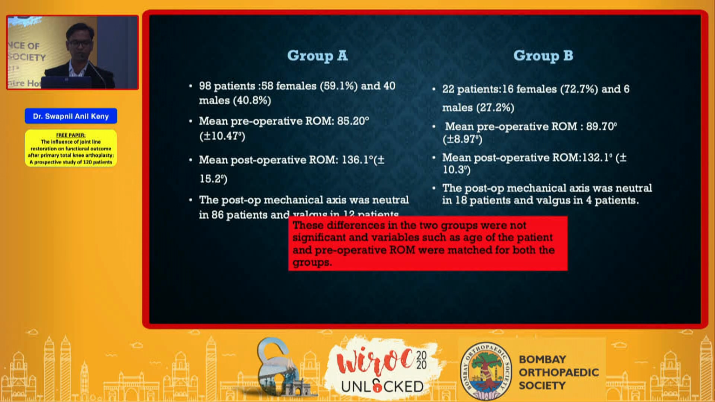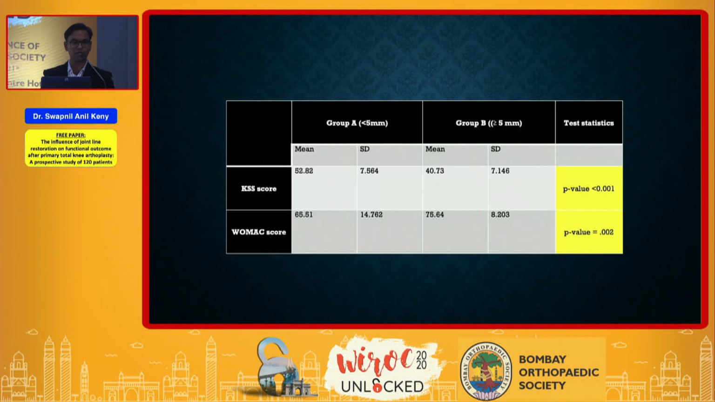So now we divided our patients into 2 groups: Group A with less than 5 millimeter joint line elevation, including 98 patients, and Group B, 22 patients with more than or equal to 5 millimeter joint line elevation. These 2 groups were matched with respect to the age, the preoperative range, and the postoperative mechanical axis. And in comparison of their functional scores, we found that the KSS and WOMAC scores were statistically better in Group A with less than 5 millimeter joint line elevation as compared to Group B with more than or equal to 5 millimeter joint line elevation.